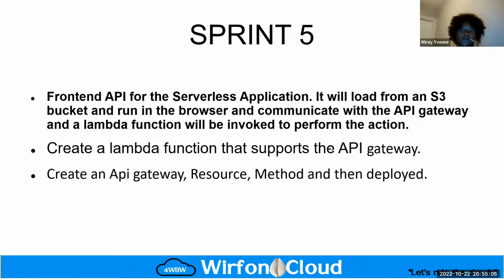communicate with the API Gateway and the Lambda function, and the Lambda function was going to be invoked to perform actions. So what did we do? We created a Lambda function that supported the API Gateway. And we also created a role that this Lambda function had to use. And then we created the API Gateway, the resources of the API Gateway, the methods, and then we deployed the method.